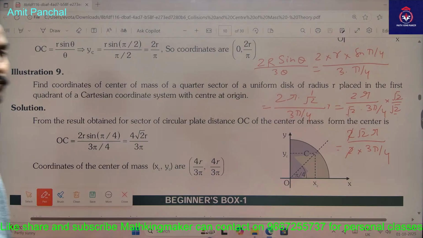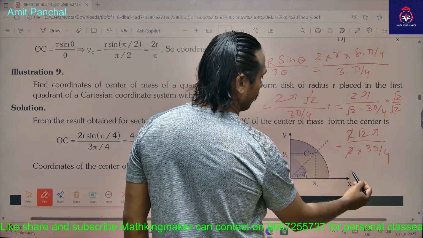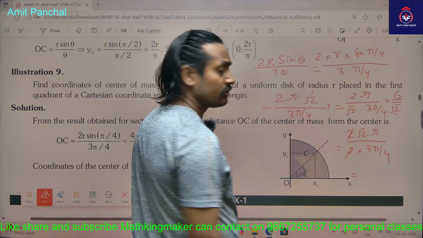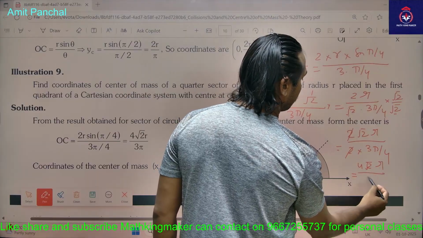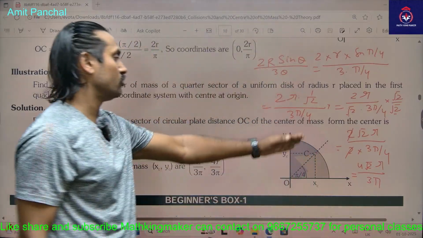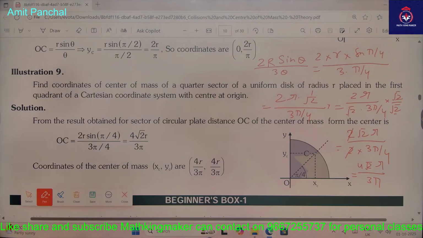Isn't it? So that 4 will go up, 4 root 2 r by 3 pi. So that will be OC.